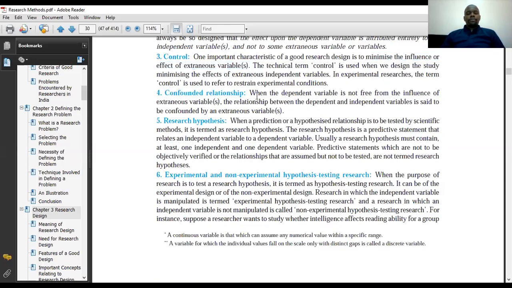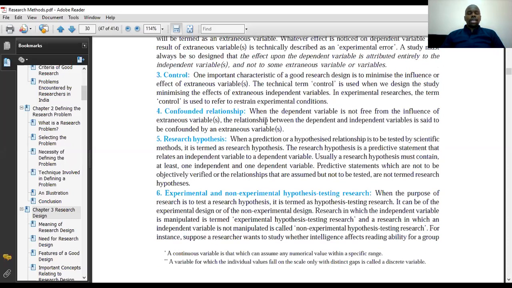Confounded relationship. A confounded relationship is when the dependent variable is not at all free from extraneous variables, and those extraneous variables cannot be controlled. All right? When the dependent variable is not free from the influence of extraneous variables, the relationship is said to be confounded. The relationship between the dependent and the independent variable is said to be confounded by an extraneous variable.